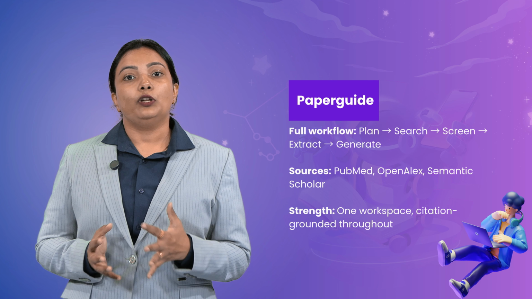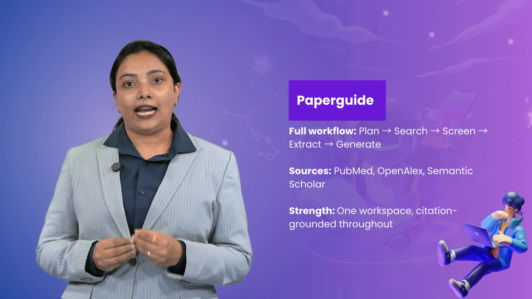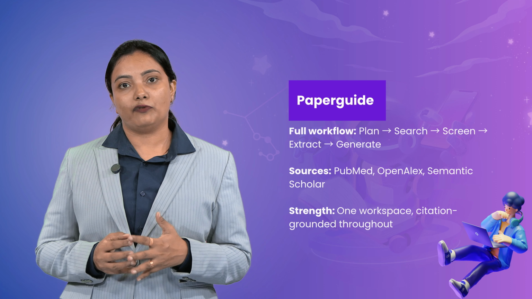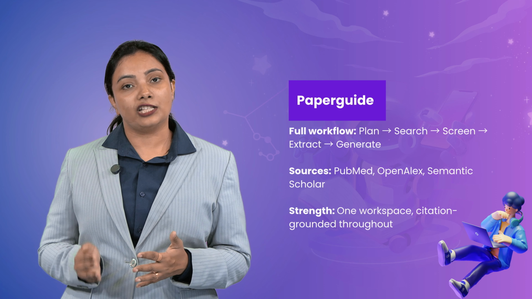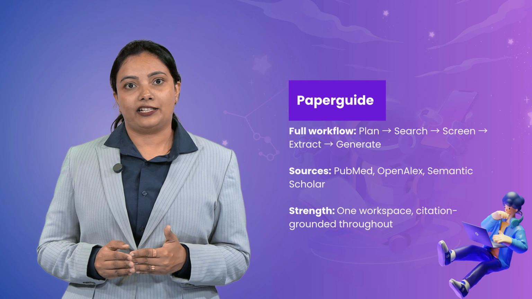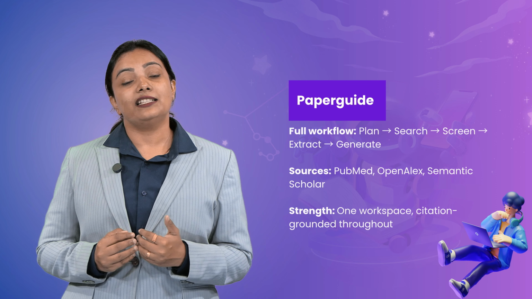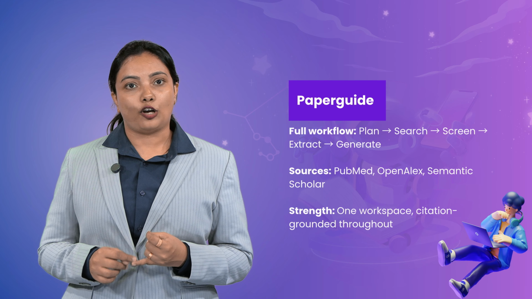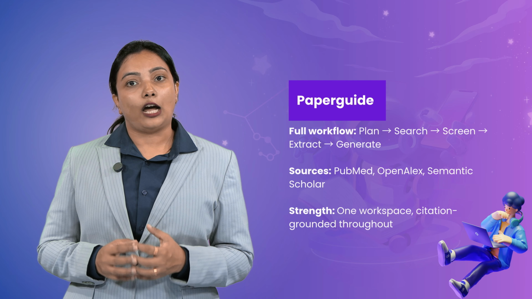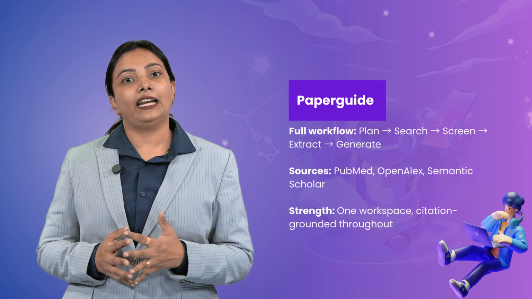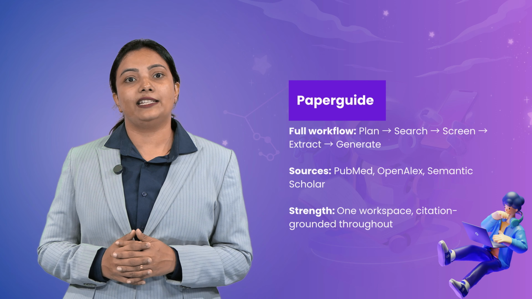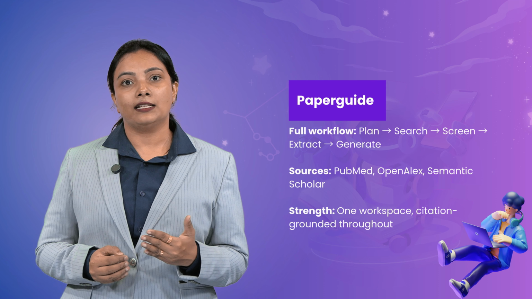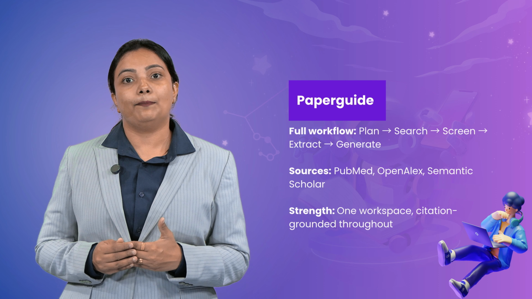We will discuss PaperGuide. Instead of handling just one stage, it runs the full literature review workflow: plan, search, screen, extract, and generate inside a single workspace. It draws on PubMed and Semantic Scholar with citation grounding at every stage and can output a literature matrix directly rather than you assembling one from separate tools, and PaperGuide is exactly built on that.